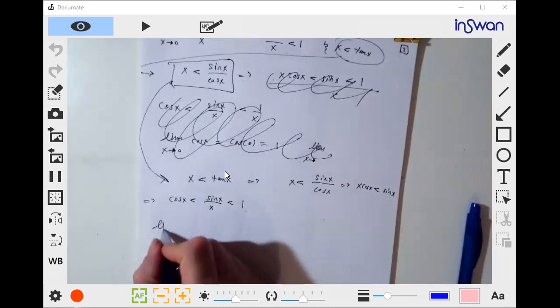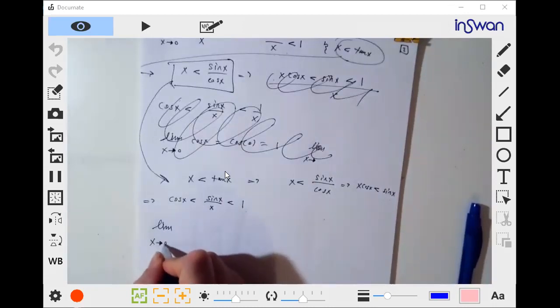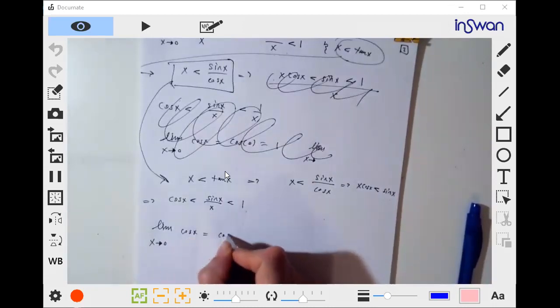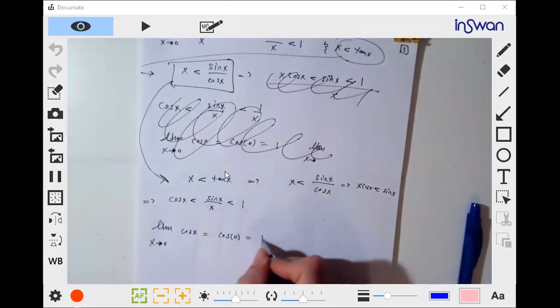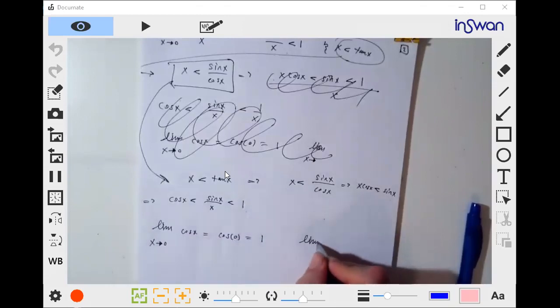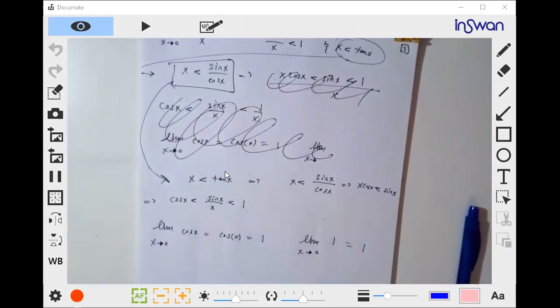Now let's try the squeeze theorem. The limit as x approaches 0 of cosine of x is evaluating the function at that value because it's continuous, but that equals 1. And the limit of a constant is just a constant itself. So these two limits agree, and that means by the squeeze theorem, that implies the limit as x approaches 0 of sine of x all over x is equal to 1.